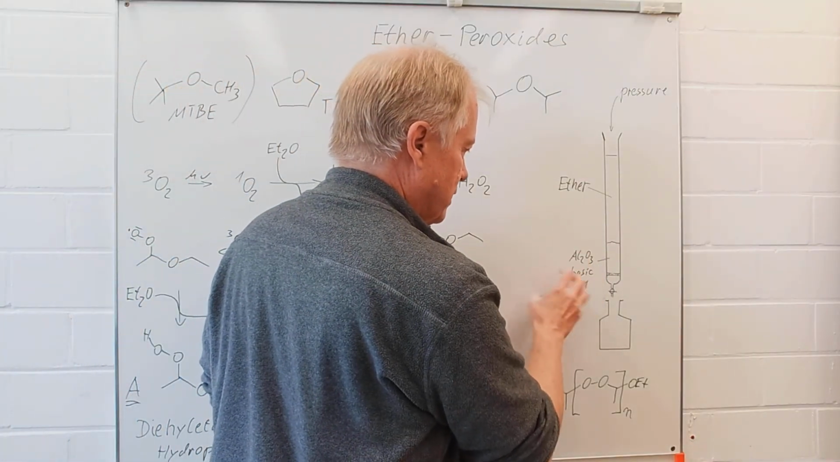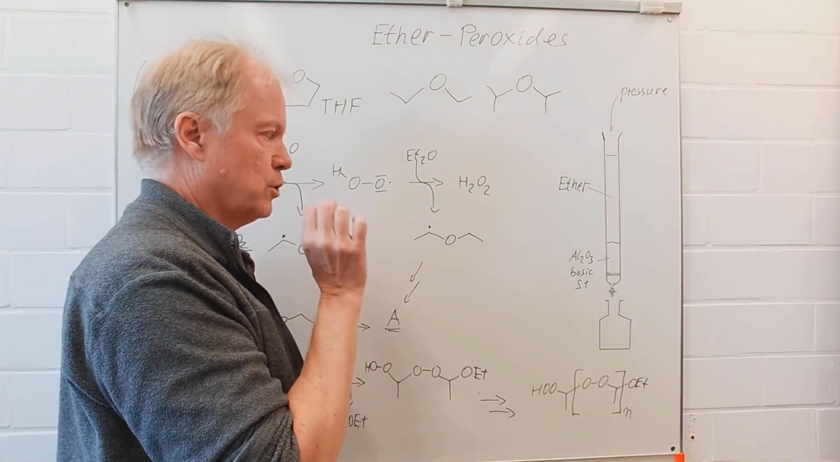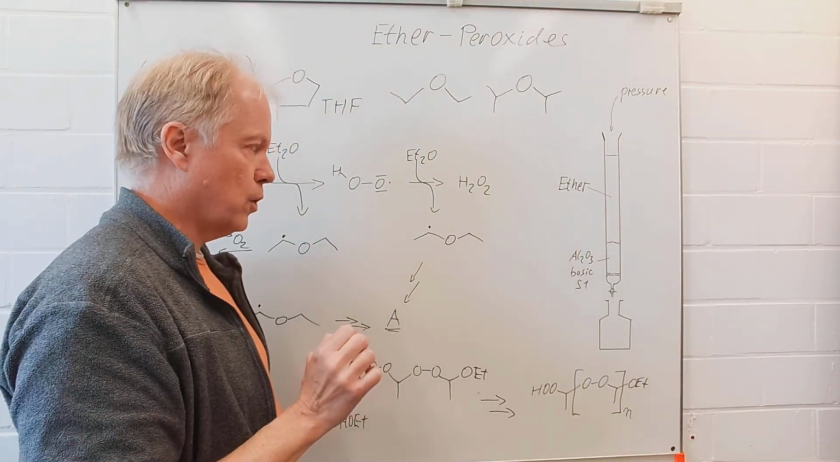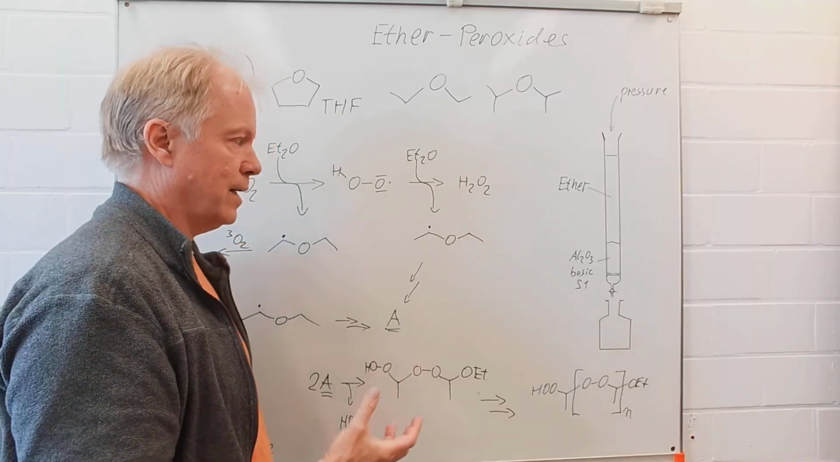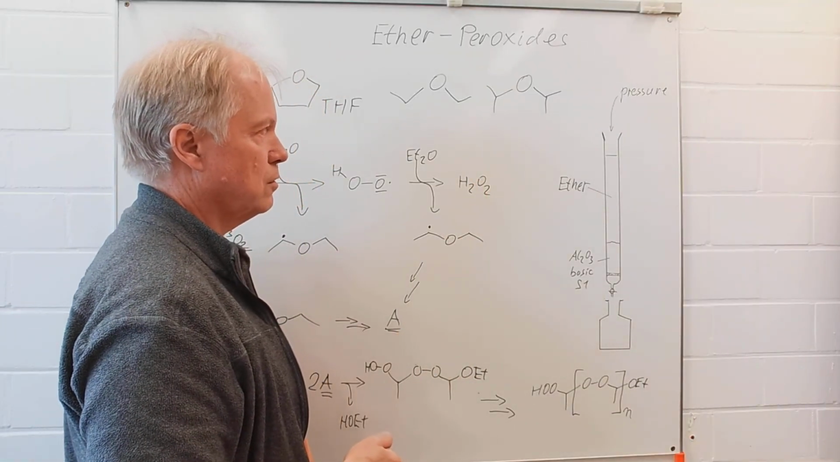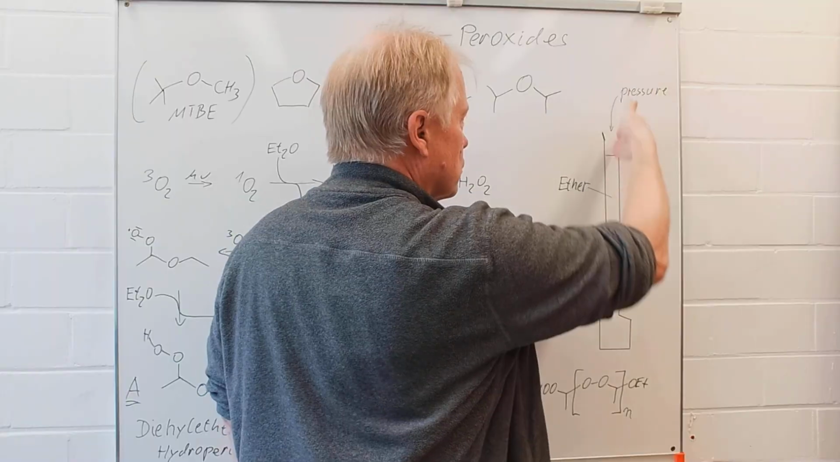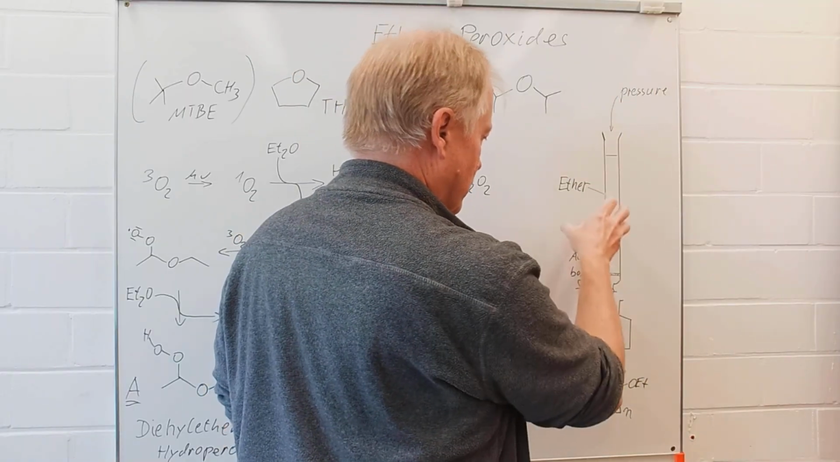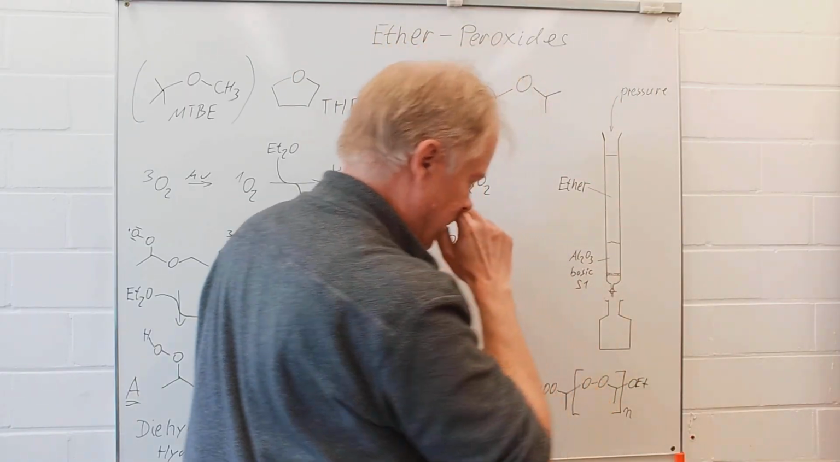Aluminum oxide basic super 1 is simultaneously used for drying or pre-drying the solvent. Later on, you can add some pressure so that it flows through a bit faster.